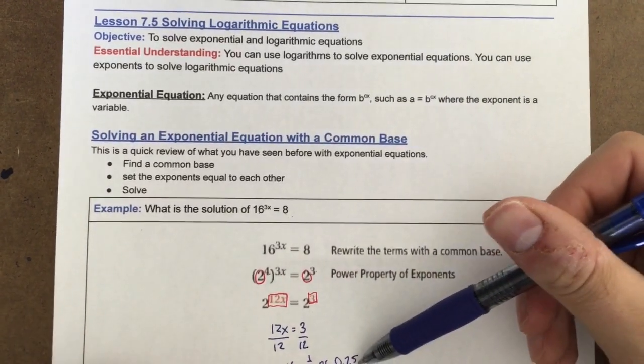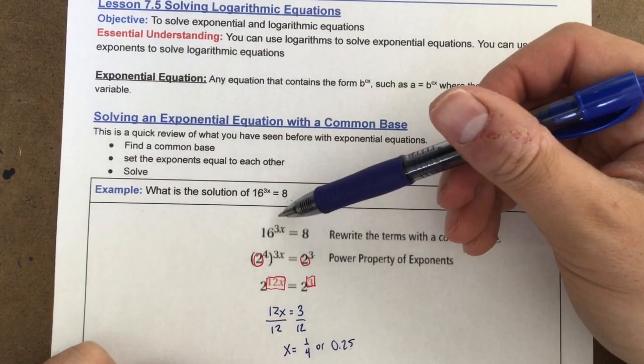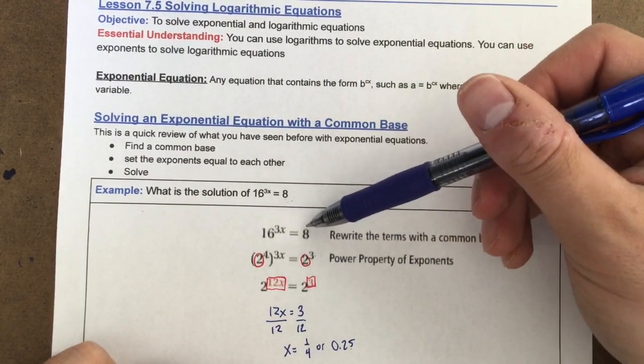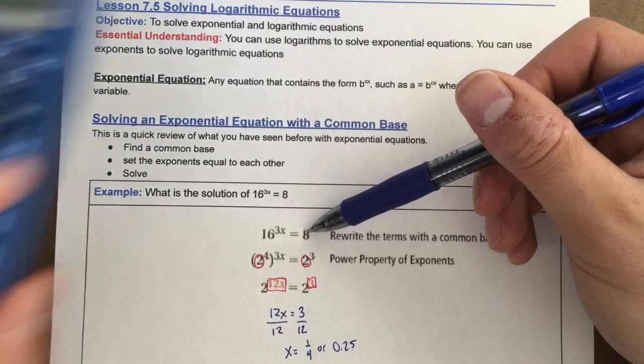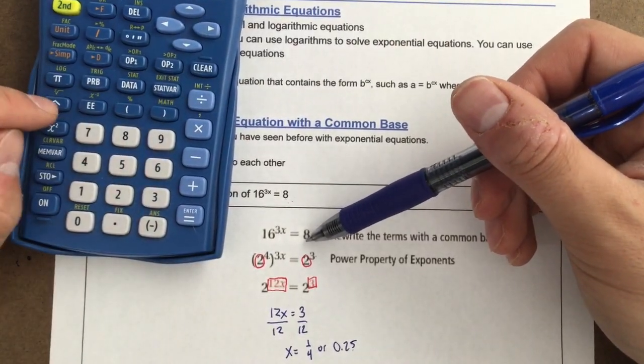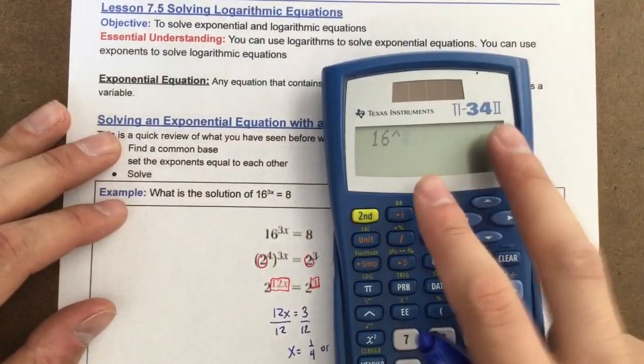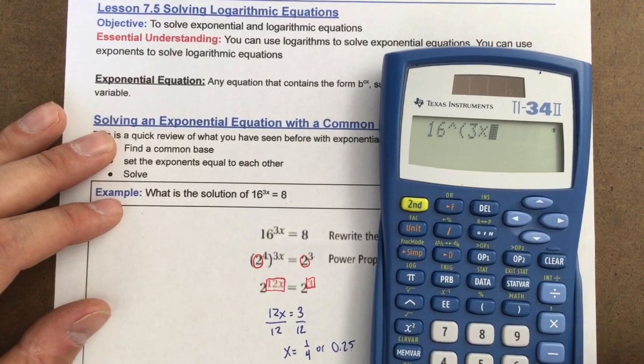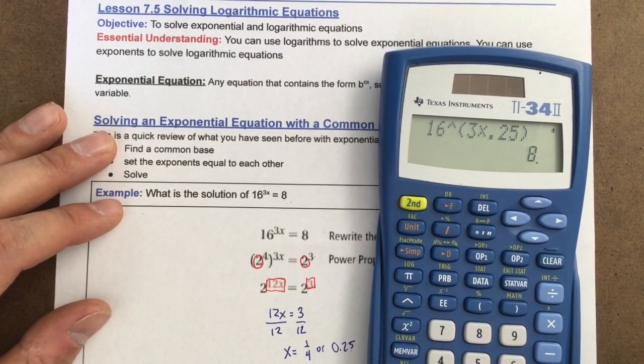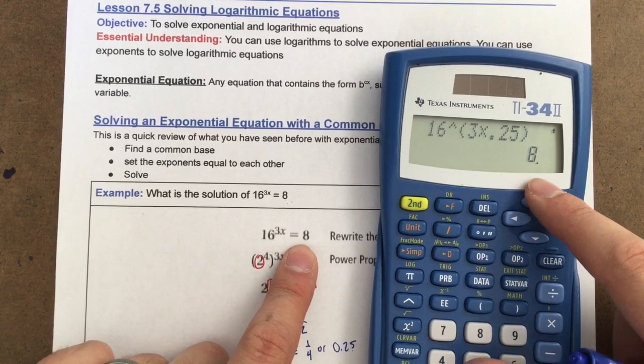I can always take this number, this solution, and substitute it back into the original problem, and it will equal our solution here. So just real quickly, we'll check. 16 raised to the 3 times 0.25, and I get my same solution of 8 back again.